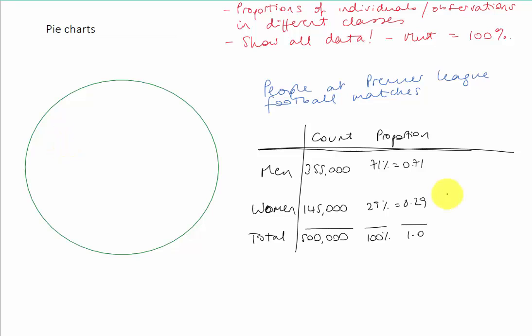Okay, and I want to put these proportions onto my pie chart, here this circle, so I need to translate that into an angle. And to do the angle, we need to multiply this 0.71 times 360, so there are 360 degrees in a circle. So 0.71 times 360 degrees is equal to 255.6 degrees.